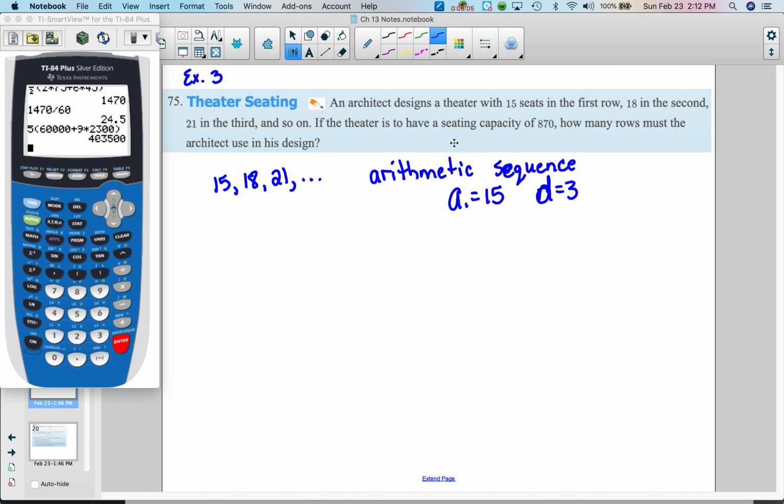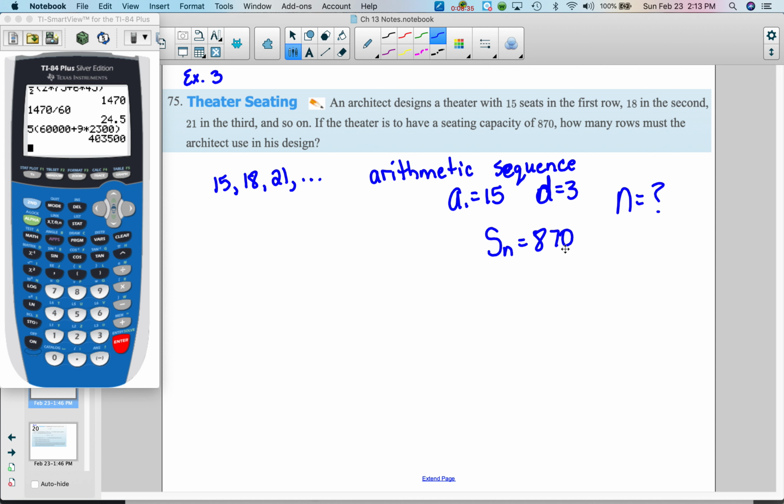The theater is to have a seating capacity of 870. And so we have to figure out how many rows. So we don't know n, but we know S sub n is 870. So notice I said this is an arithmetic sequence because this is 15 seats in the first row, 18 seats in the second row, 21 in the third row. That's an arithmetic sequence. However, we're asked to find something in regards to an arithmetic series.